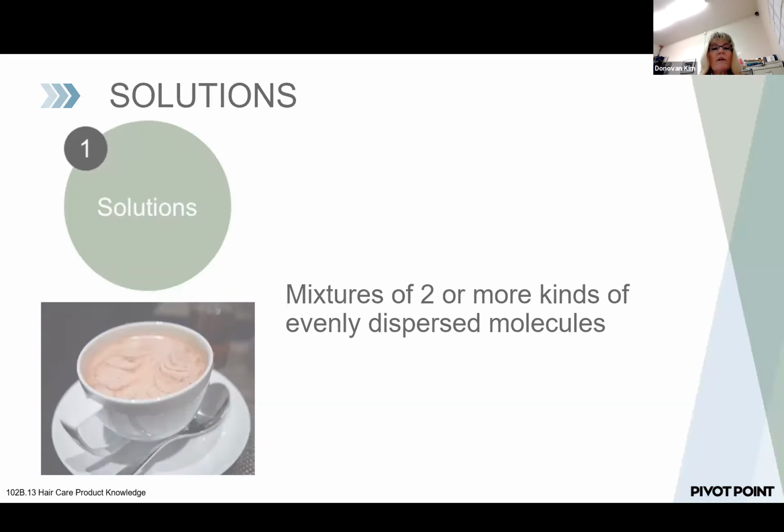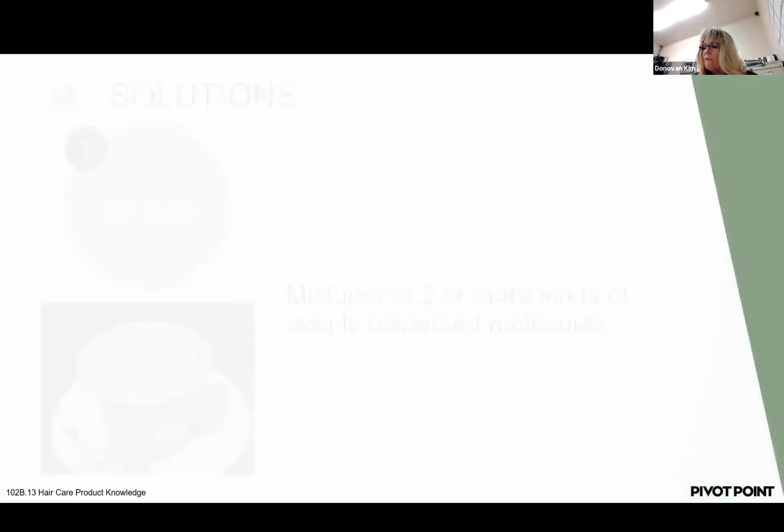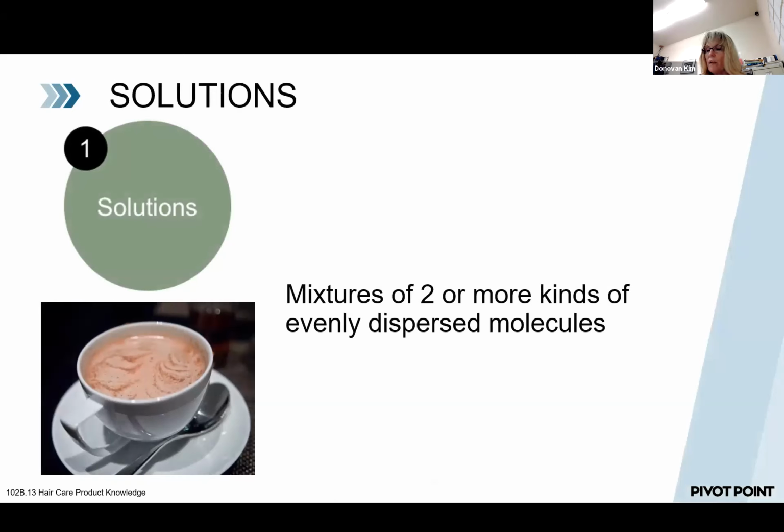They usually consist of 2 different types of components. Solute: this is a substance that dissolves into liquid, S-O-L-U-T-E. And then you have a solvent. This is what dissolves the solute. So if you think of Kool-Aid and water, Kool-Aid would be your solute, water would be your solvent. Hot chocolate mix is your solute, and then you have your solvent.